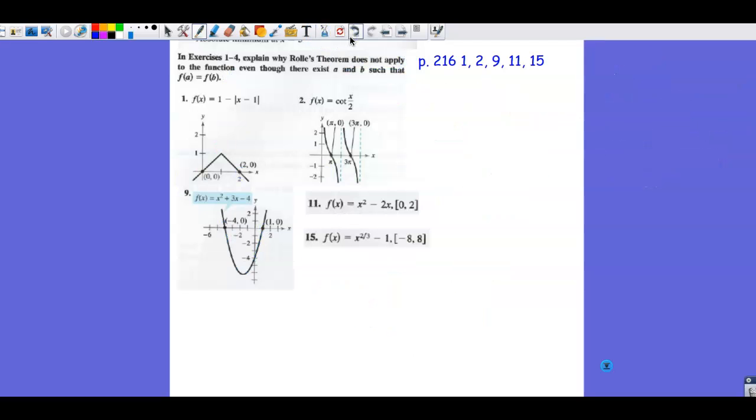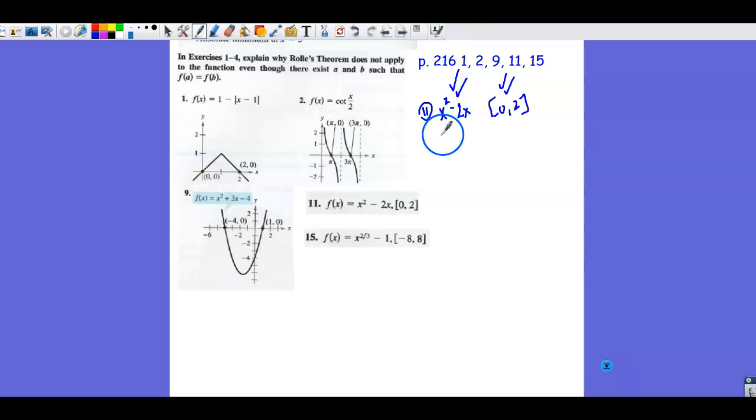Same thing going on. In number 11 we have x squared minus 2x on the closed interval from 0 to 2. X squared minus 2x is quadratic, so it's continuous everywhere. Therefore, it's continuous on the closed interval. I know that a quadratic function is differentiable everywhere, so 2 check marks, and differentiable on the open interval.